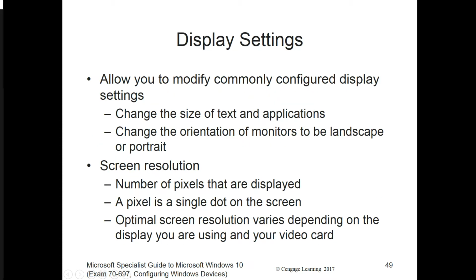Now, display settings allow you to modify commonly configured display settings, so you can change the size of text in applications, change the orientation of monitors to be landscape or portrait. You can change the screen resolution, the number of pixels that are displayed. A pixel is a single dot on the screen. An optimal screen resolution varies depending on the display that you're using and your video card.